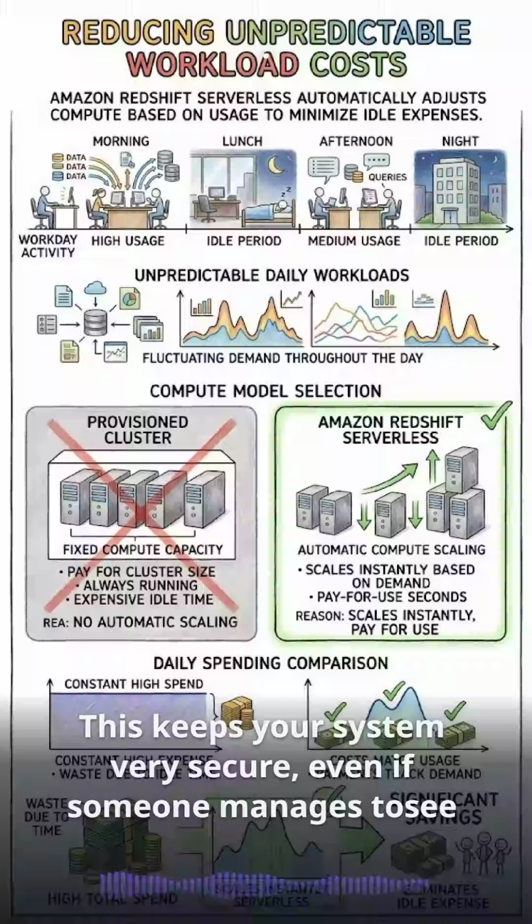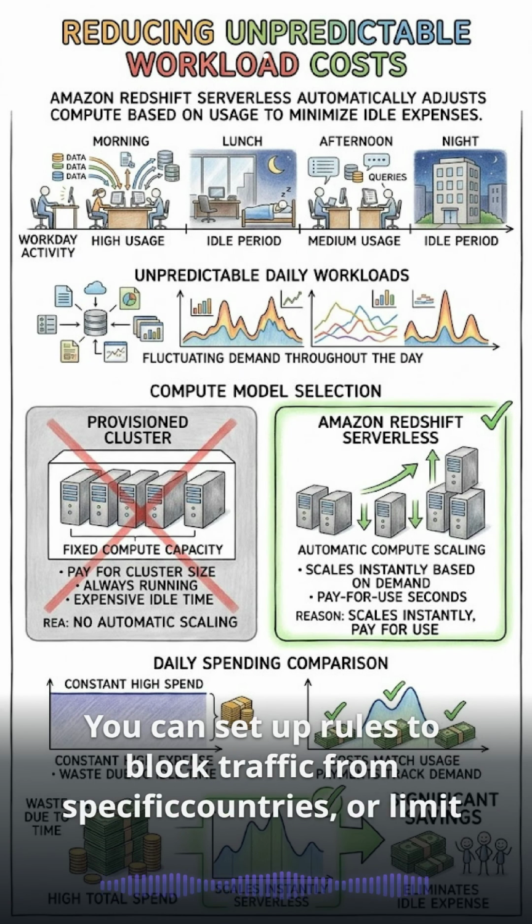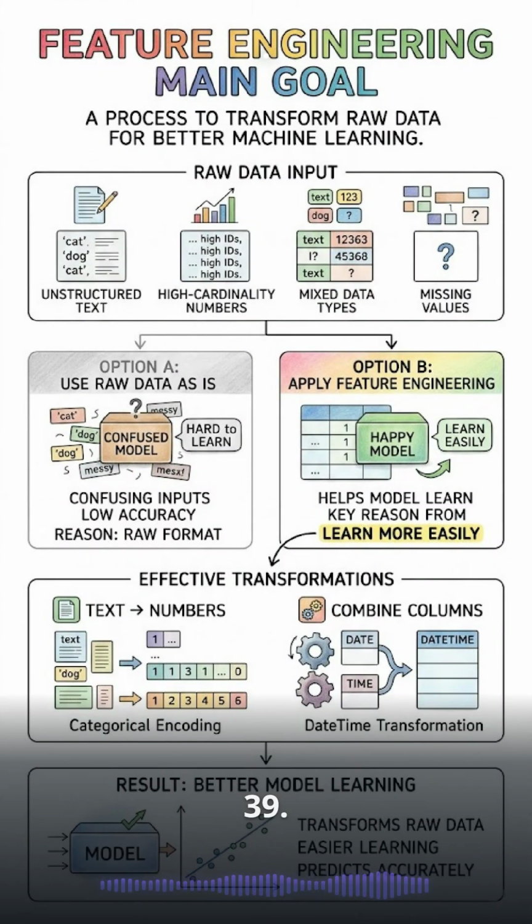Finally, you should understand how to use AWS WAF, which stands for Web Application Firewall, for your apps. WAF protects your web applications from common attacks, like SQL injection or cross-site scripting from bad actors. You can set up rules to block traffic from specific countries, or limit how many requests a user can make.